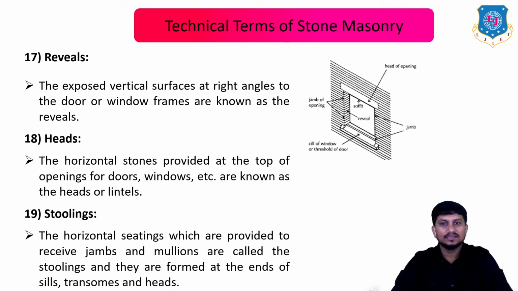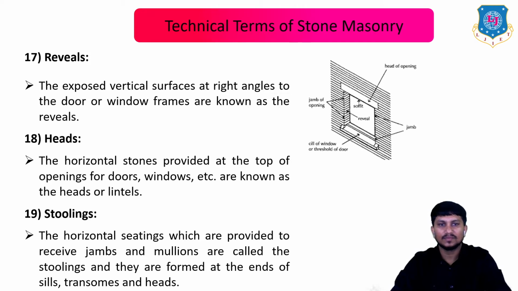Next is heads. The horizontal stones provided at the top of openings for doors, windows, etc. are known as heads, or you can say lintels. You can clearly see head here in this figure. Next is stoolings. The horizontal seatings which are provided to receive jambs and mullions are called as stoolings, and they are formed at the ends of sills, transoms and heads.